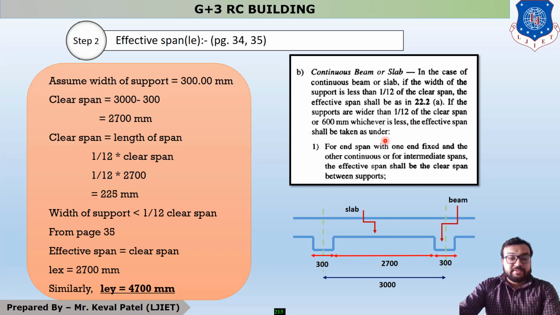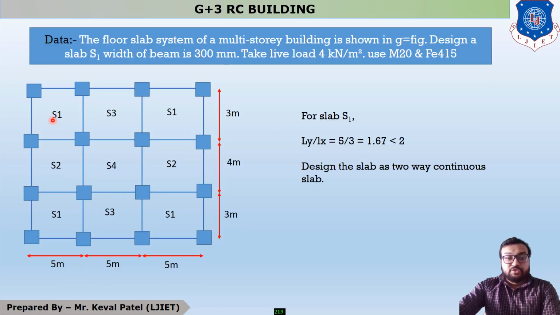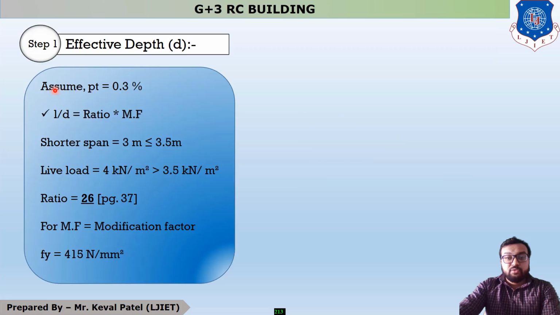On page number 35 there are three other conditions, but in this example we have to satisfy condition number 1, because this is for the end span, and we have to design slab S1. So your slab S1 is your end span, because your slab is discontinuous over here and discontinuous over here.